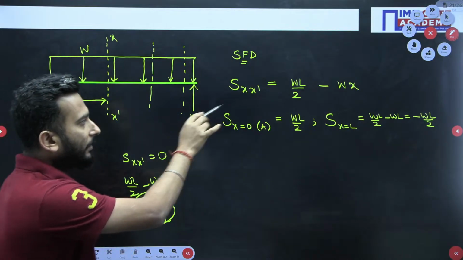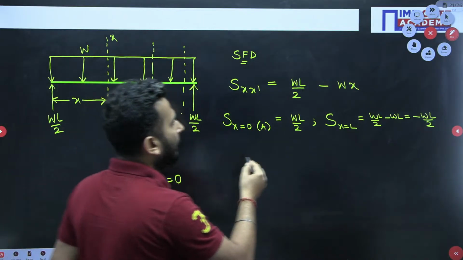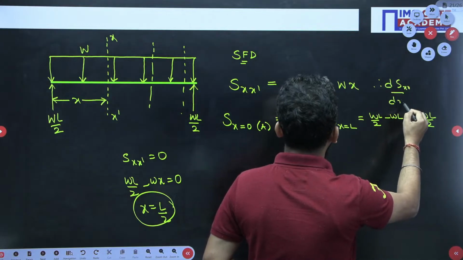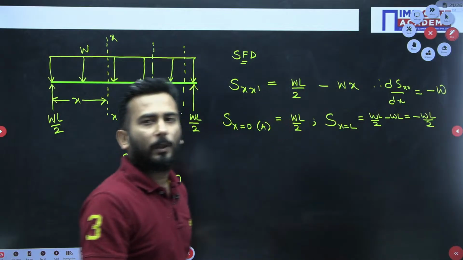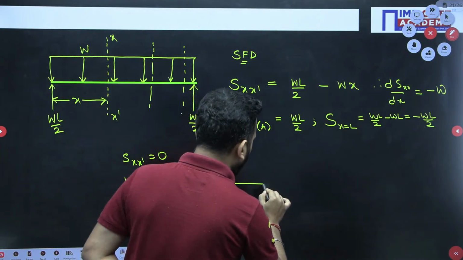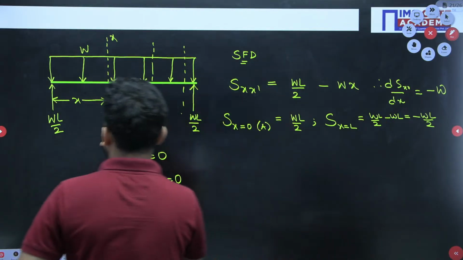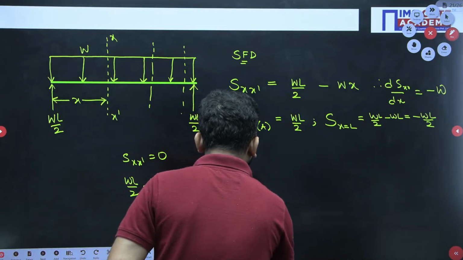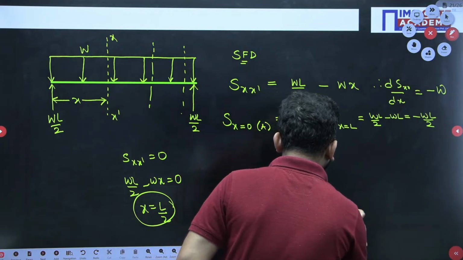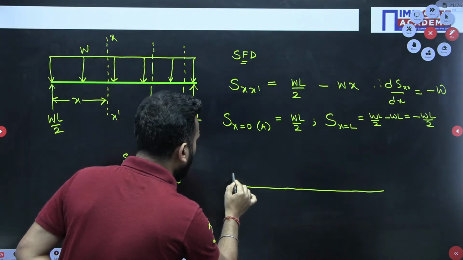So at both the extremes I know the values, and where it is becoming 0 I know, and what is the slope? So d of Sxx by dx, what is the slope? The slope is coming out to be minus W. So slope also I know, so everything I know. So at x equal to 0, it is WL by 2.